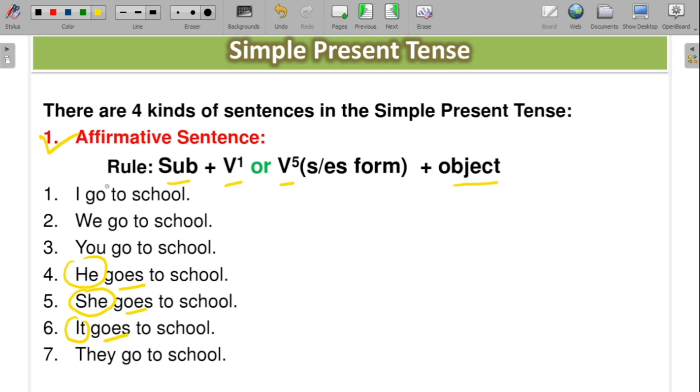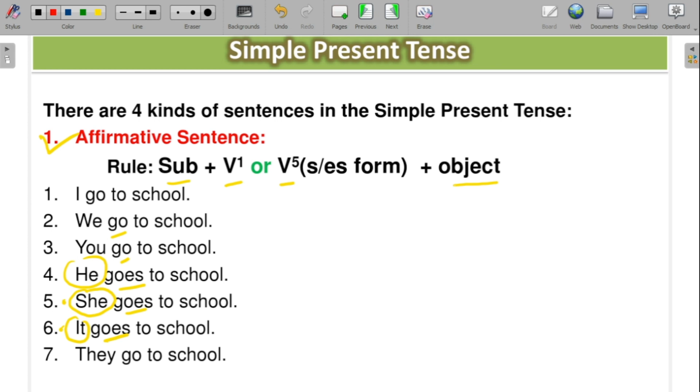Understand? Everywhere we wrote go, but why is it goes here? As I said already, here he, she, it is third person singular. Like in the last class, I had mentioned what the persons and their numbers are. We have studied that. If you haven't watched that, go back and watch that video from my channel and you will have a clear concept about it.